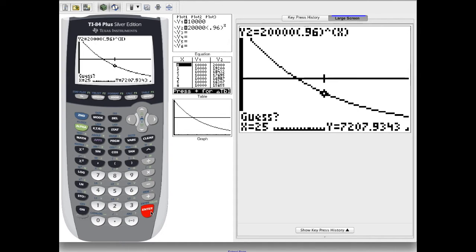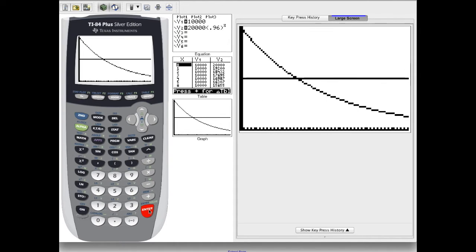It's asking, do we want to guess? Yes, we want to guess the intersection point. And this is saying that x, or time, equals 16.979. So that's really close to 17. So let's just take 17 for now. So that's 17 years it takes until the population hits 10,000.